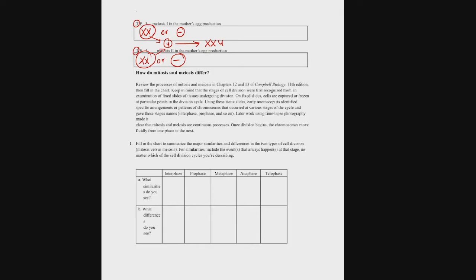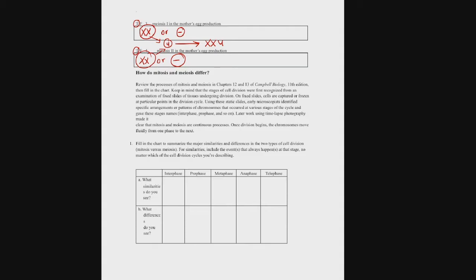So in meiosis 2 in the mother's egg production, the reason why we said false for males is because once we've gotten to that second part, X and Y are in their own little cells, and so non-disjunction can't occur between these 2. You're not going to cross over. Sorry, I'm going to try again. I'm going to start over.